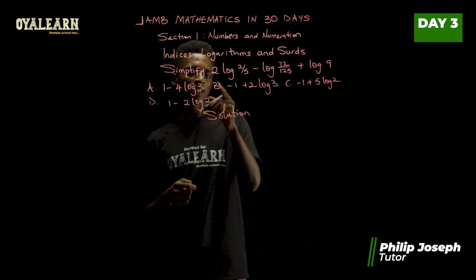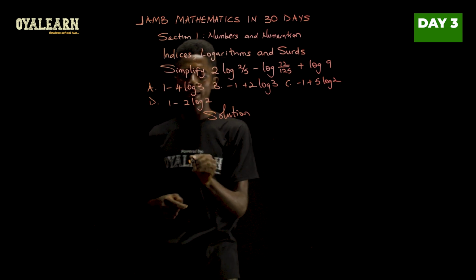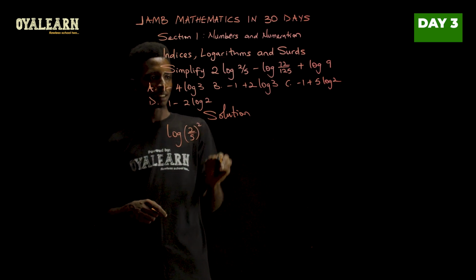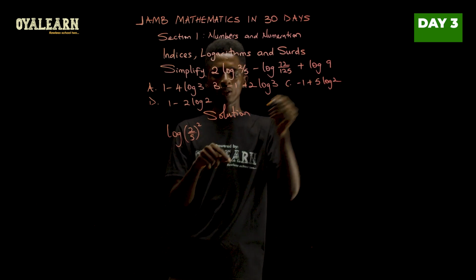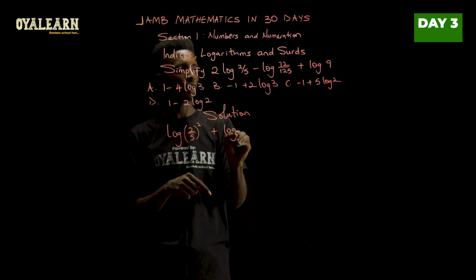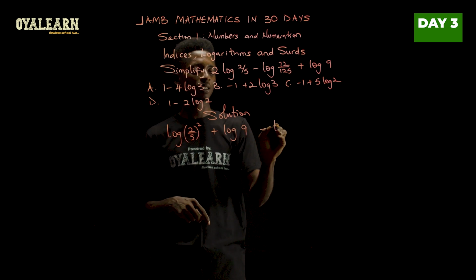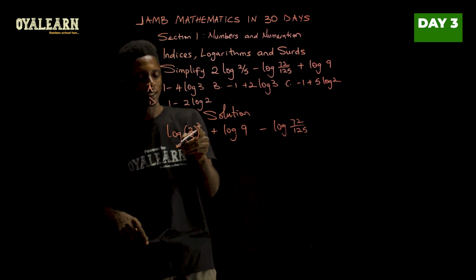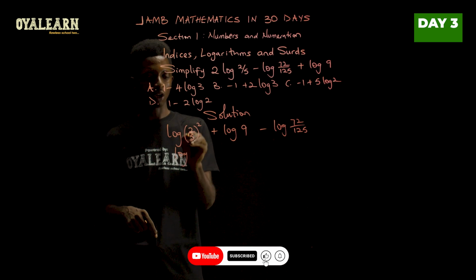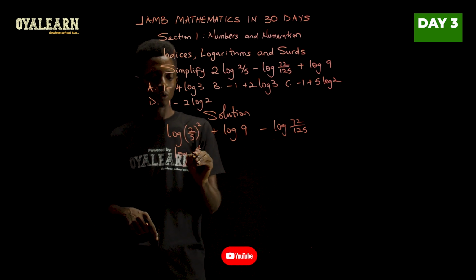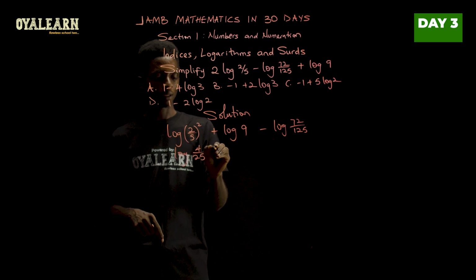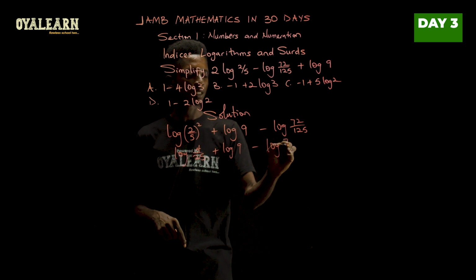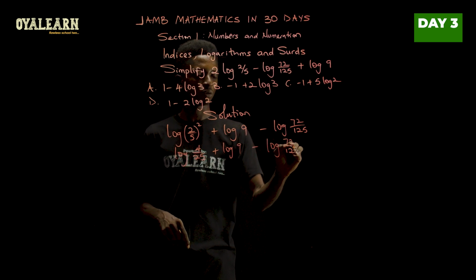Now applying the law of logarithm, 2 has to come here to become the power here. So we'll have log 2 over 5 squared. Now let's rearrange. So plus log 9 and then minus log 72 over 125. Now in this case, we're going to have log 2 squared is 4, 5 squared is 25, plus log 9 minus log 72 over 125.